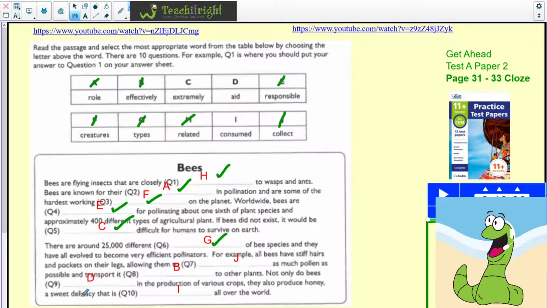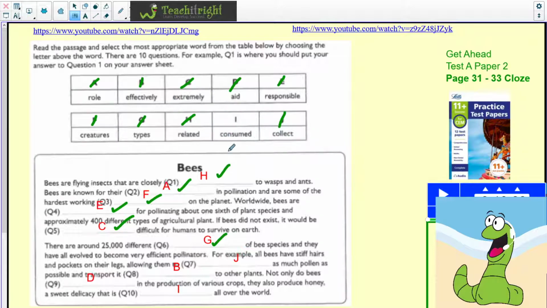Not only do bees something in the production of various crops, they also produce honey, and we're looking for aid in the production of various crops. So again, cross out aid. So we've also eliminated all of the other ones. Well, I don't think we're going to use quite every single word. We didn't cross out extremely. Oh, in actual fact, I think we will. I think we will use them all.